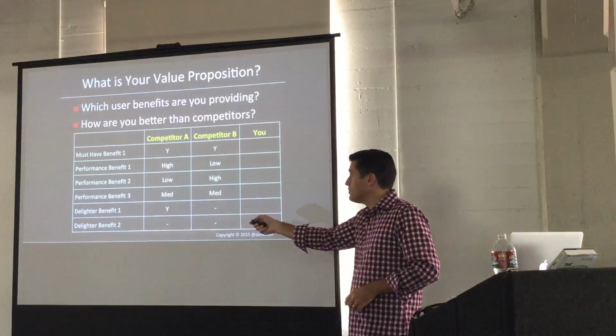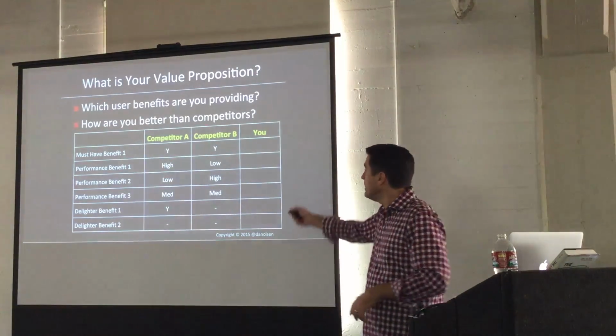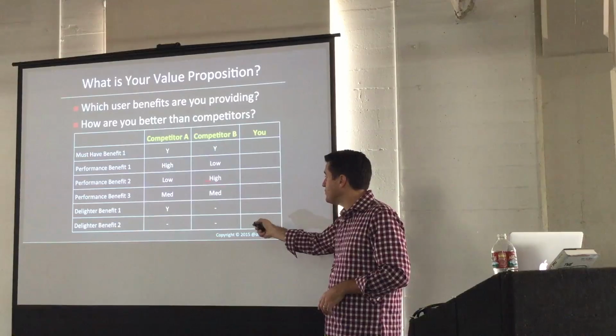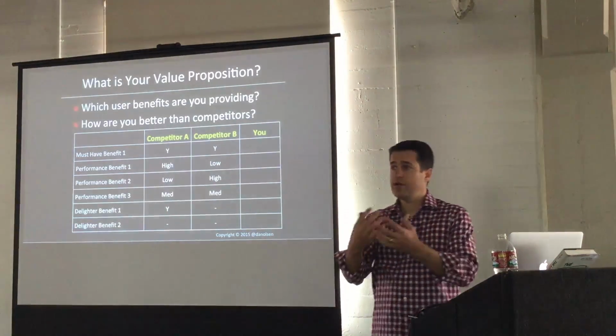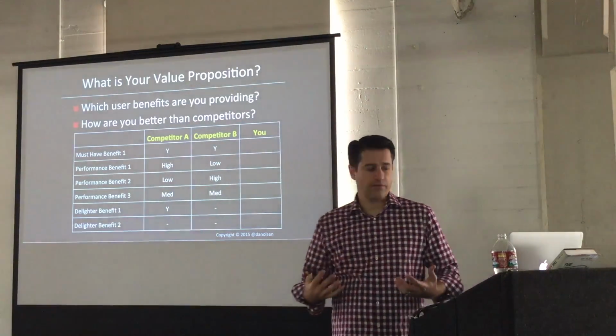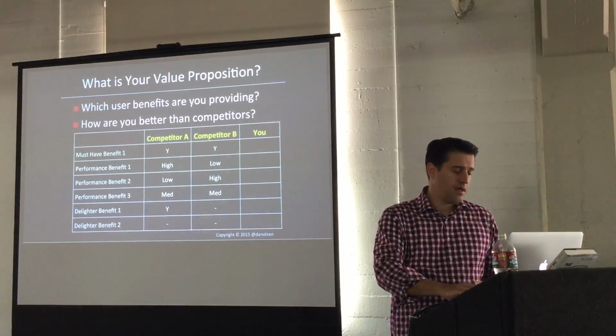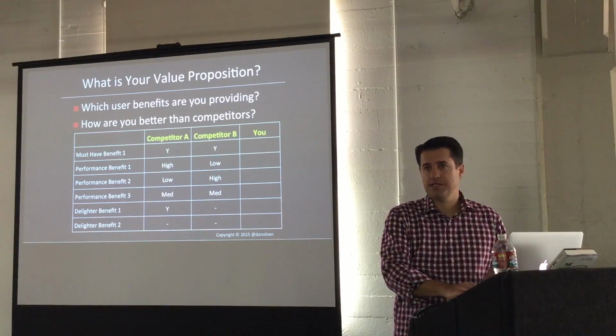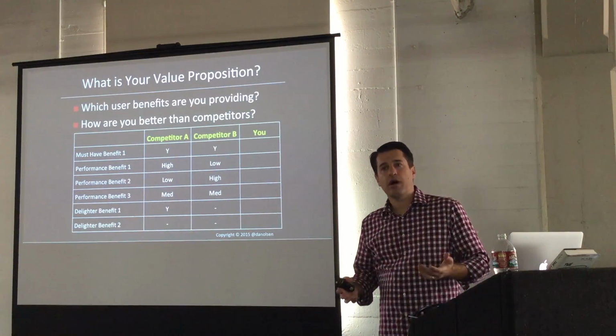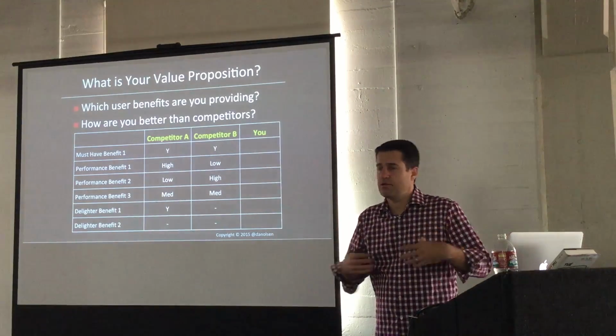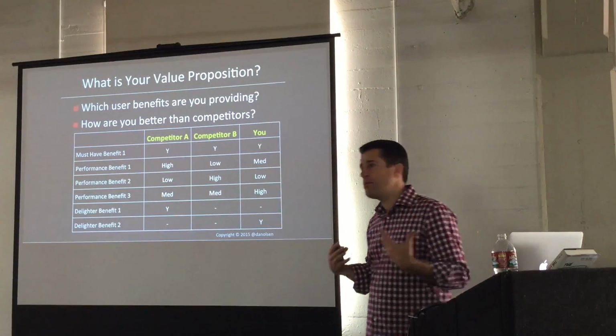Competitor A is really the best at performance benefit 1. Competitor B is the best at performance benefit 2. These guys have this delighter. Just create a simple overview of how well they're doing on these different benefits. And then you come up with your product strategy. And again, this can be a V1 product, or if you're trying to redo or improve your product, it's like, how are we going to be better or different, right?